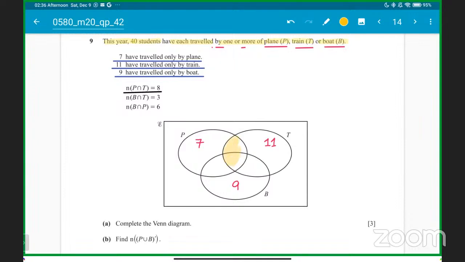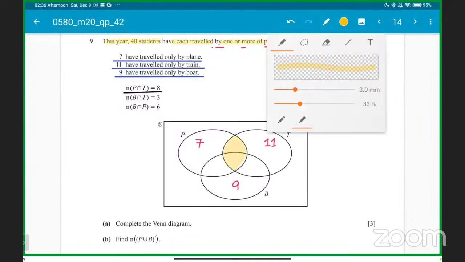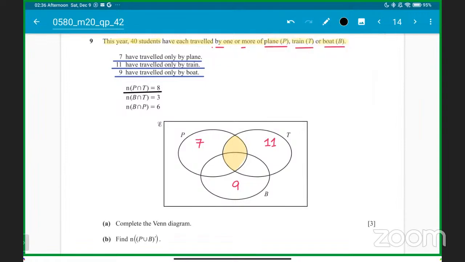We need to make an equation here. We say that this is X, the number of students who have traveled by all three modes of transport: train, plane, and boat. Then only plane and train will be 8 minus X, because they are telling us the number of elements in plane intersection train is 8.